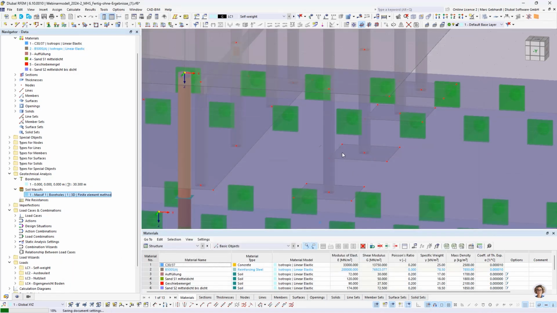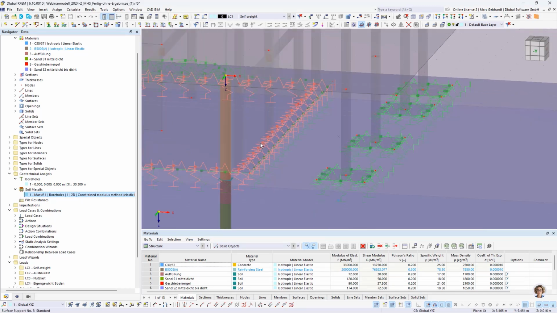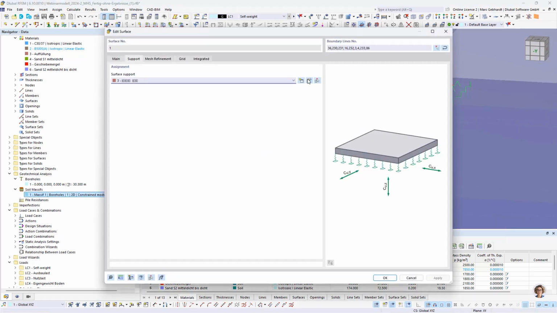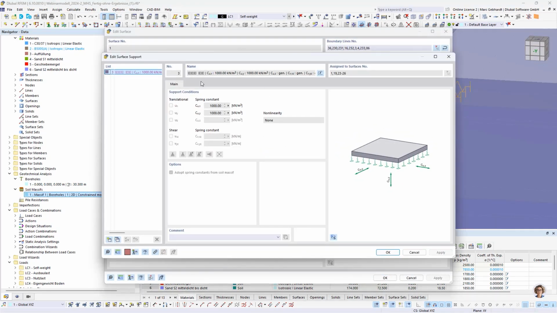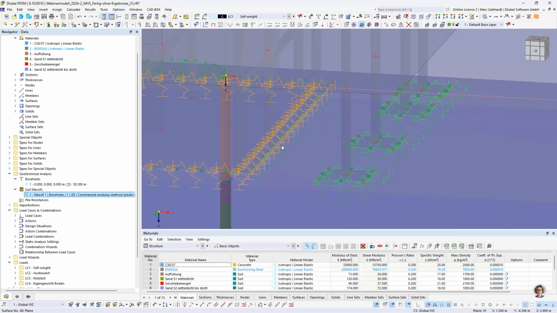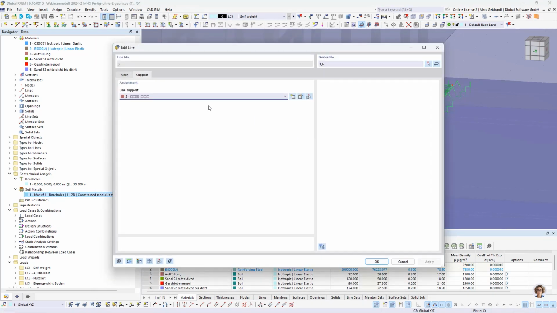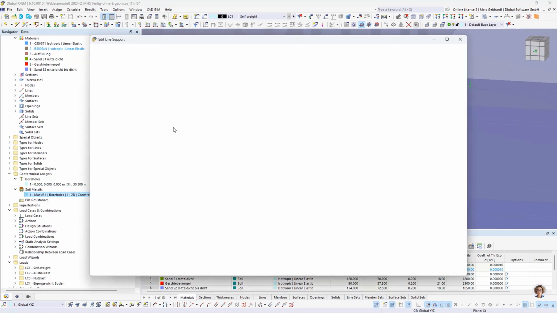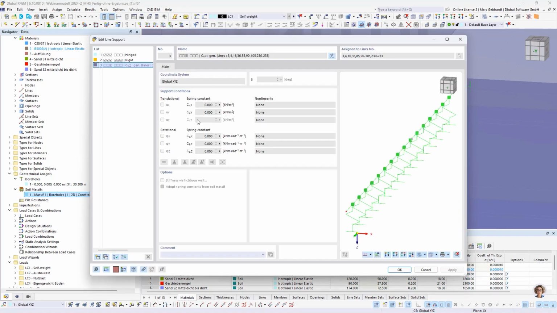And now we generate the supports, and we see now here our surface and line supports are generated. Take a look at them. We see that here in horizontal direction the fixed values are applied, and in Z and shear direction they are generated. The same applies for the line supports here, but they are only generated in that direction.